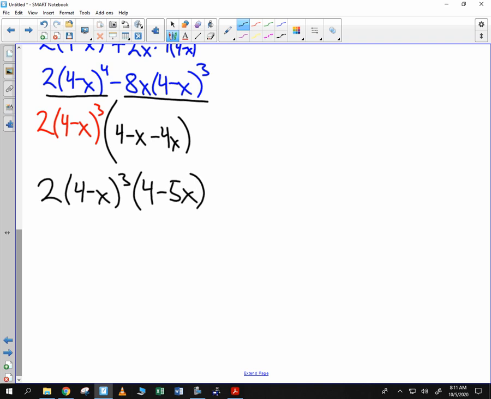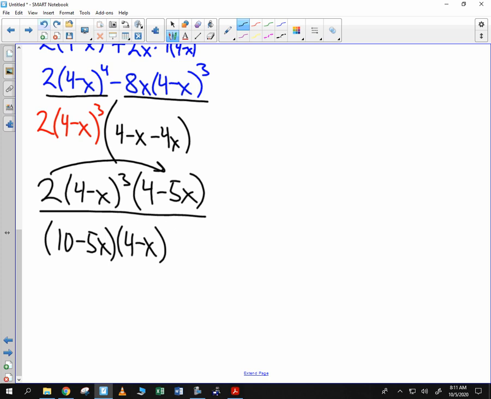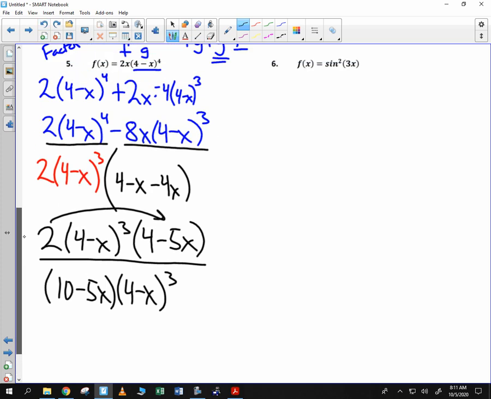Now that would be one way of writing it. You can't distribute the 2 through here because this is currently being cubed. But what you can do is you can distribute the 2 through there. So while this is fine to write, you could also write it as 10 minus 5x times 4 minus x cubed. So please make sure that if you use the product rule in conjunction with the chain rule, that you factor the result in that way.